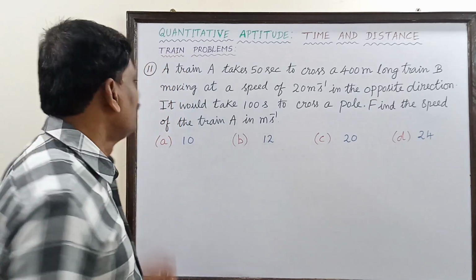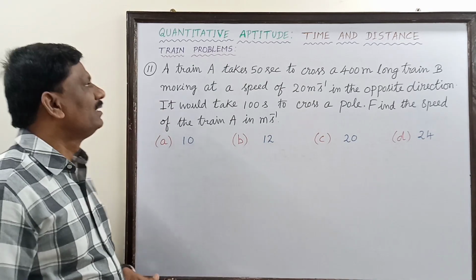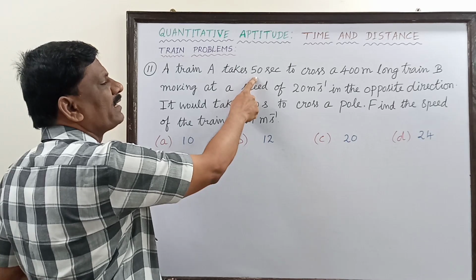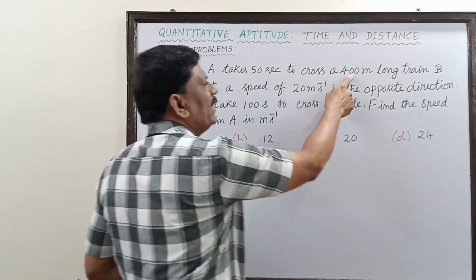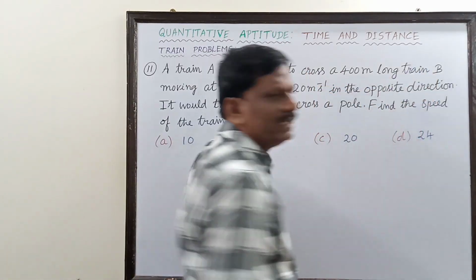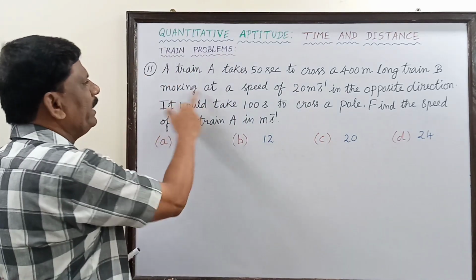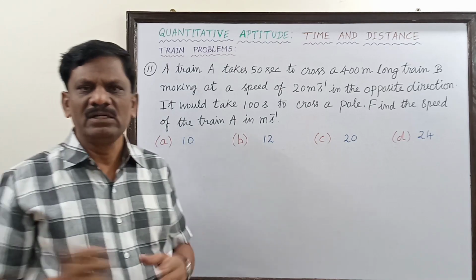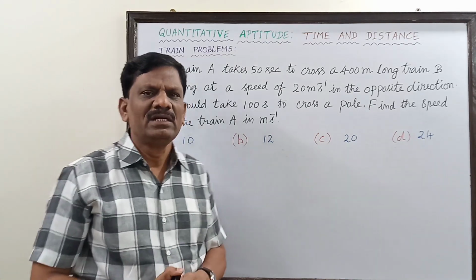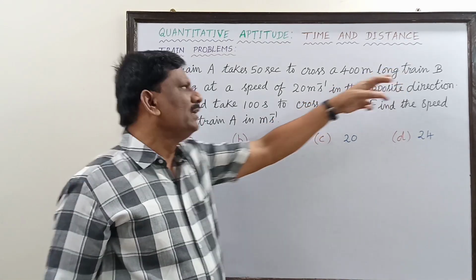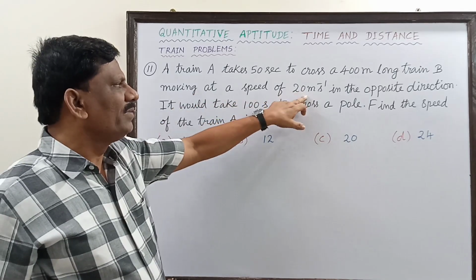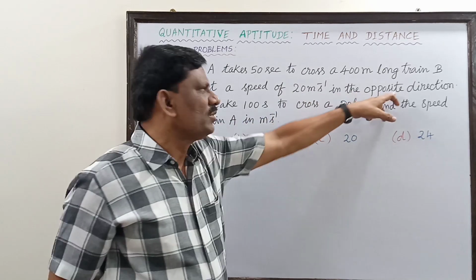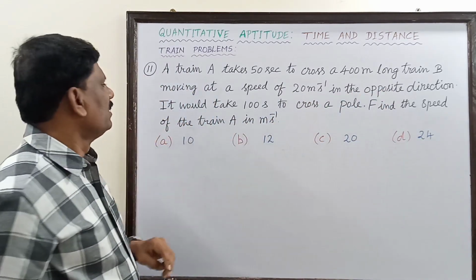Hi students, problem number 11. A train A takes 50 seconds to cross a 400-meter long train B, moving at a speed of 20 meters per second. So there are two trains A and B. The second train B is moving at a speed of 20 meters per second and in the opposite direction.